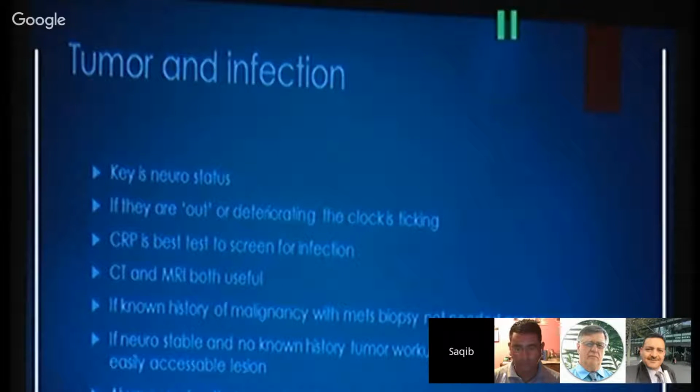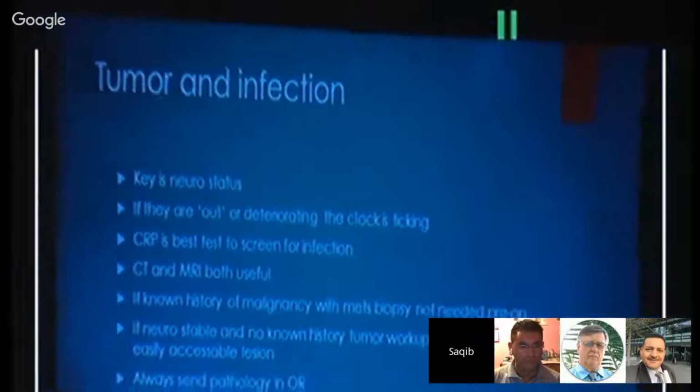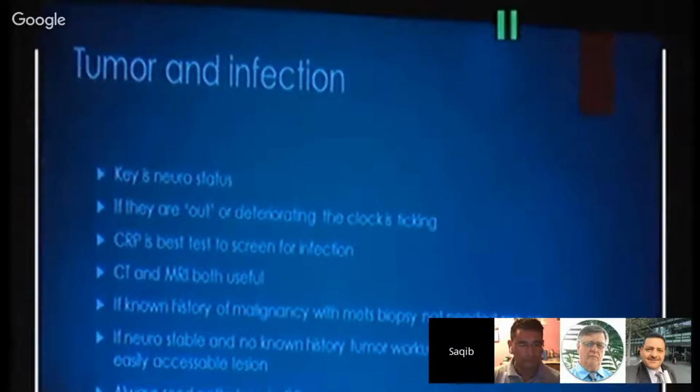It is a good test for presence of infection. It's more responsive than ESR, so that's the one I tend to use. I think in tumor and infection, both CT and MRI are useful.